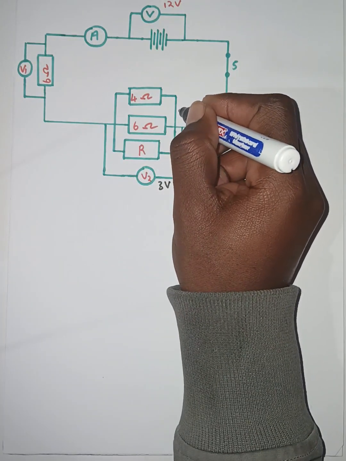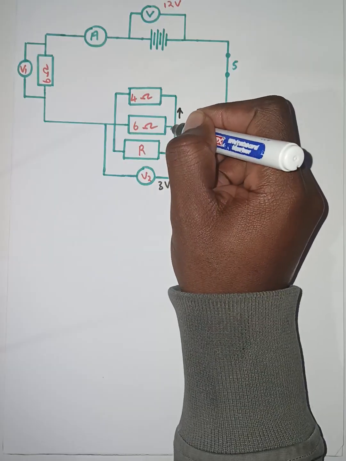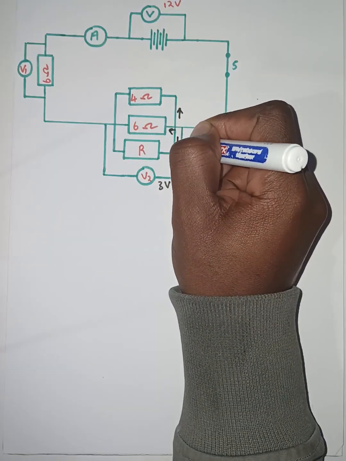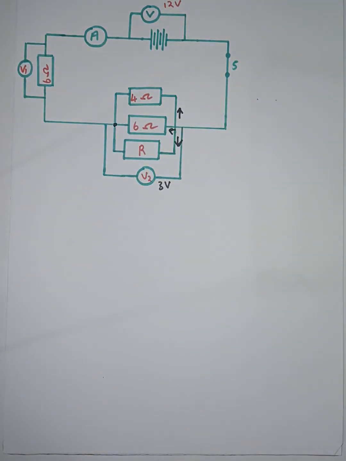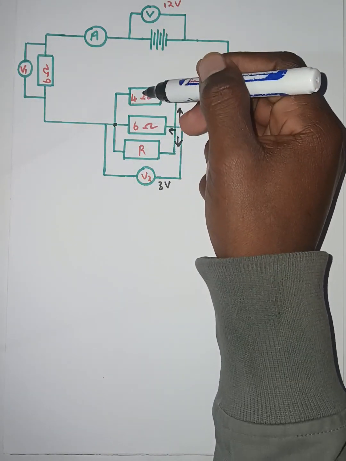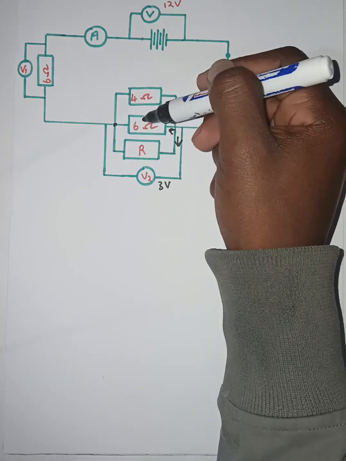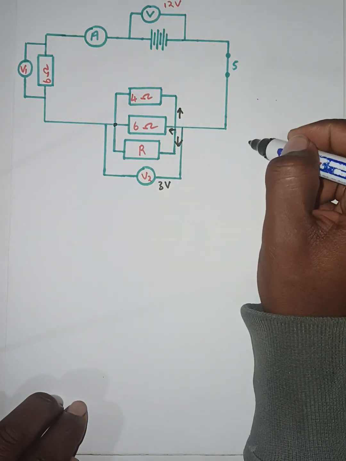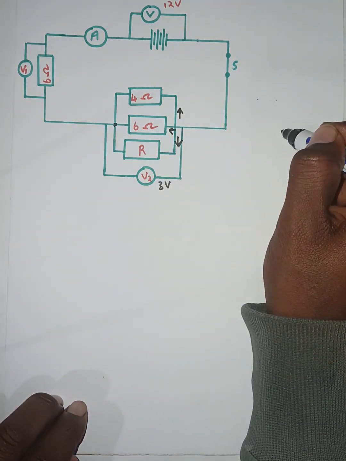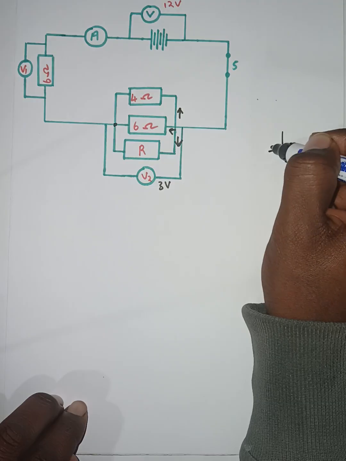Now remember, we said some of the current would go that direction, some of it would go that way, and they would meet when they get to that point there. So the first thing I'm going to do is combine these two resistors, treating them as one, only these two. When I combine those two resistors, they would become one resistance. In a sense, they would look like this.